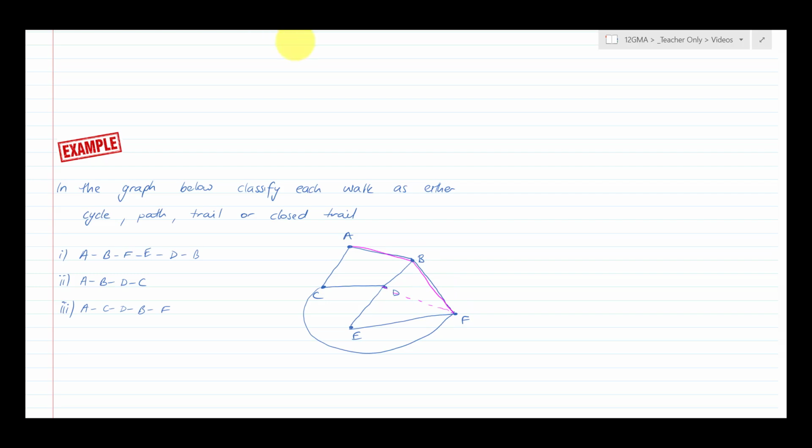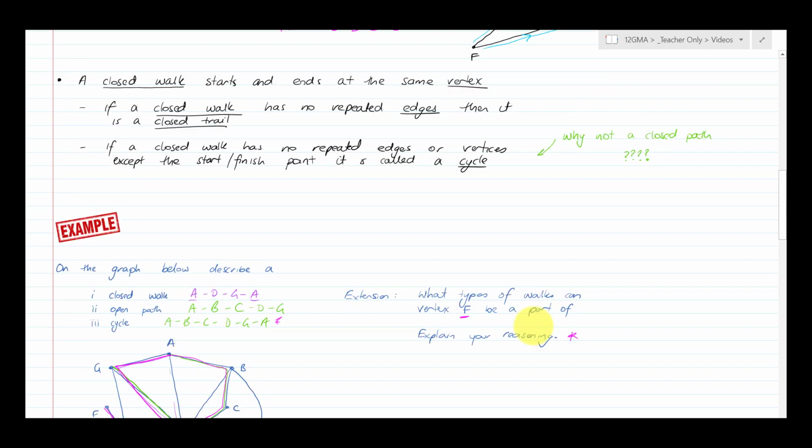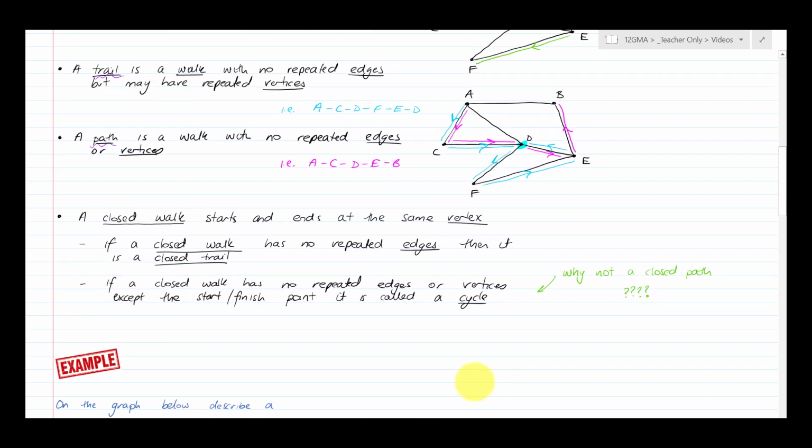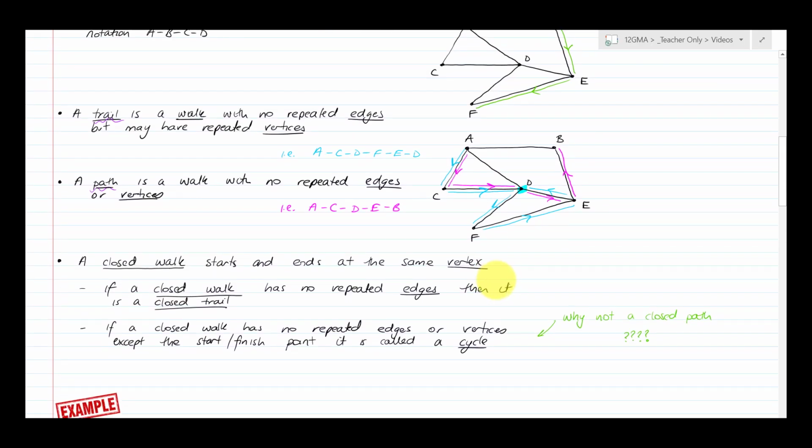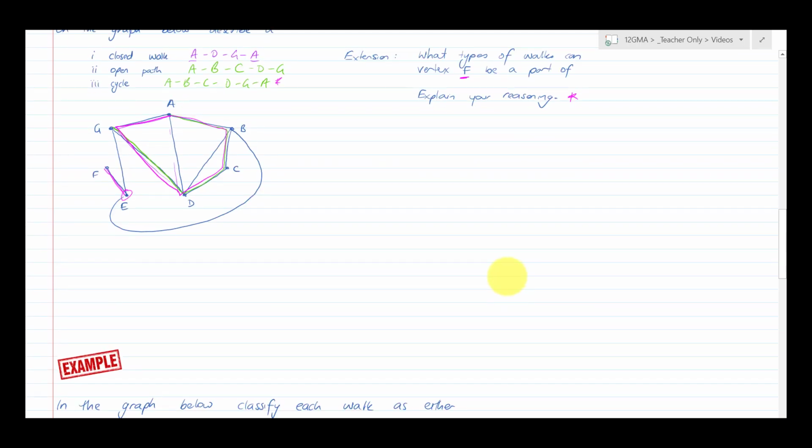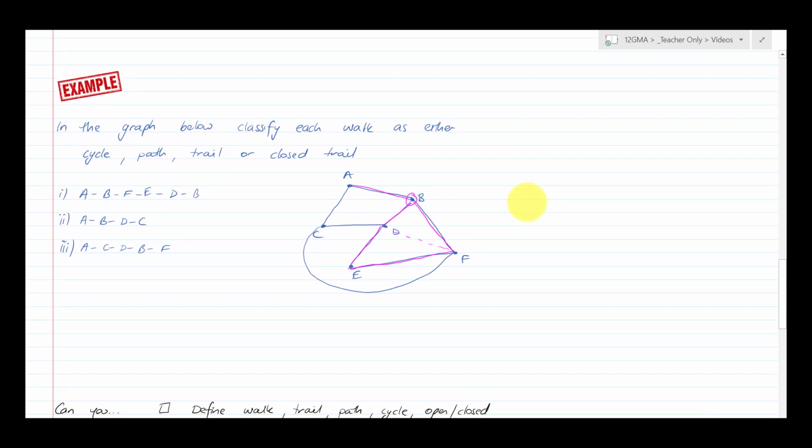Okay, so I was doing this in pink. It goes along to here, to there, and then back to here. It's got a repeated vertex, but it doesn't have any repeated edges, and it's not closed. Let's go back and have a look. A closed trail, or a trail, is a walk with no repeated edges, but it may have repeated vertices. So it's not a path, but it is a trail, but it's not closed. So it's just a trail.